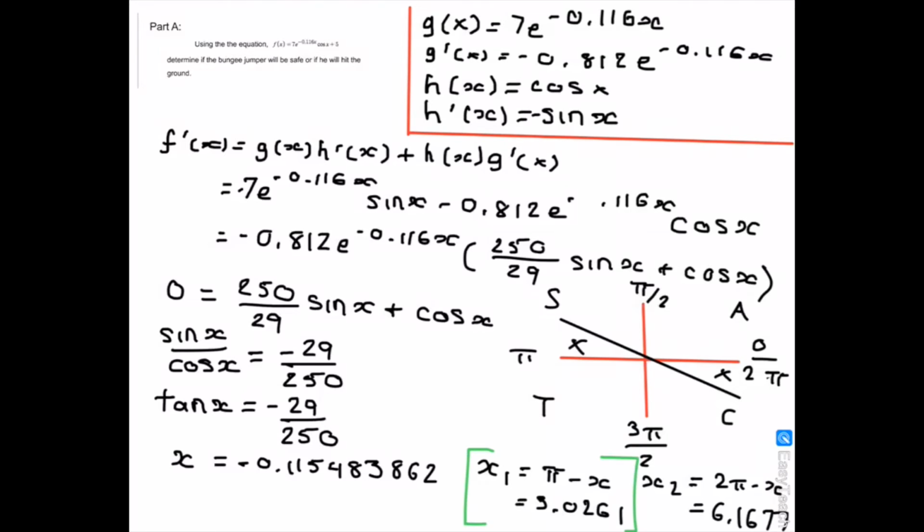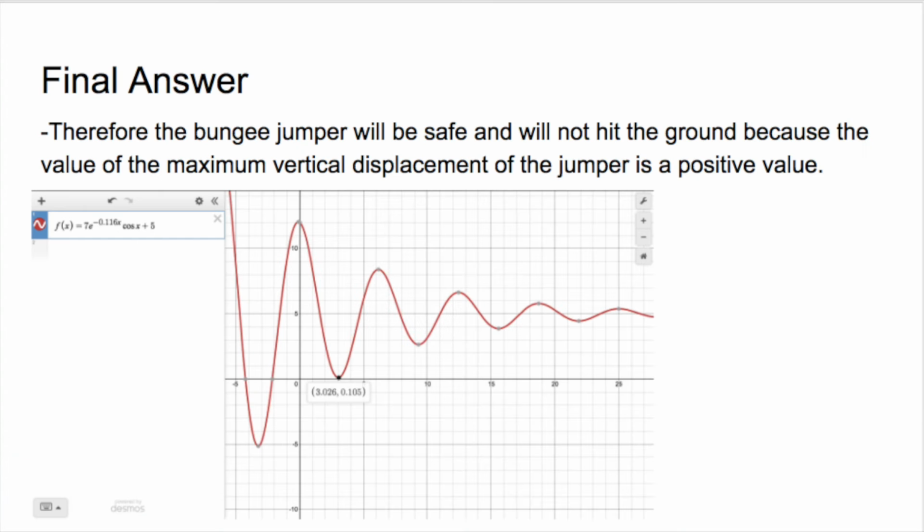So here I use the x value from option 1 because maximum displacement in damped harmonic motion problems occurs during the first drop, so that would be the biggest risk for the jumper to hit the ground. Now I plug that x value back into the original function. So now we can write our therefore statement. Therefore, the bungee jumper will be safe and will not hit the ground because the value of the maximum vertical displacement of the jumper is a positive value.